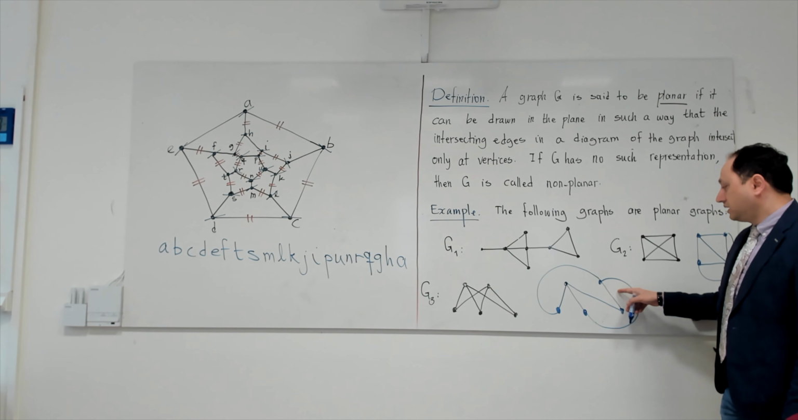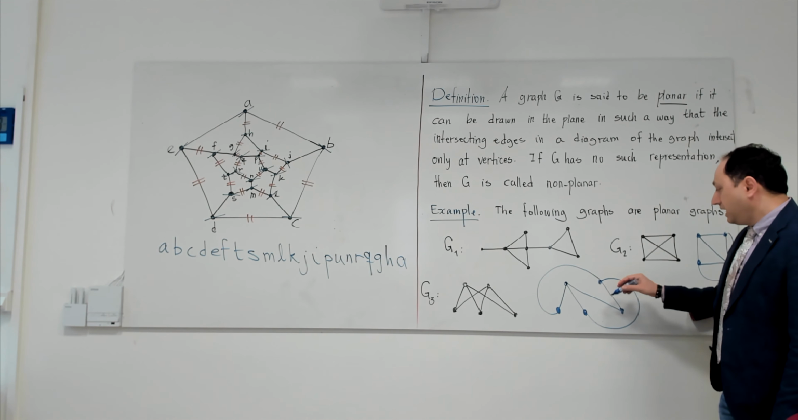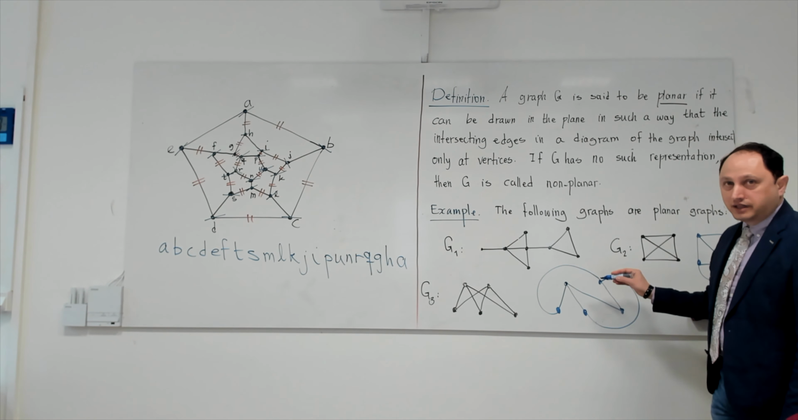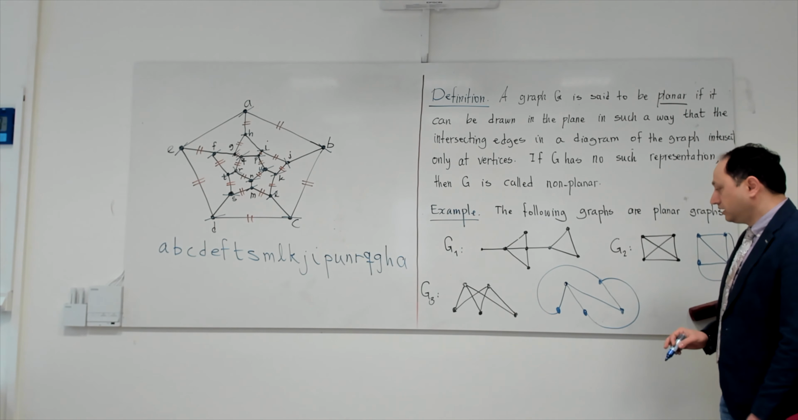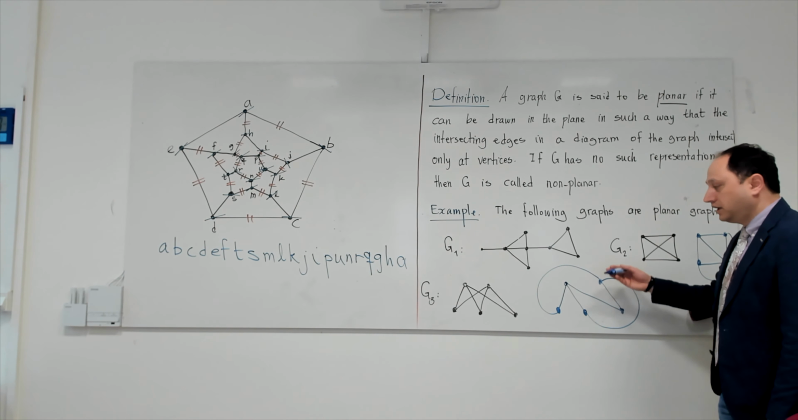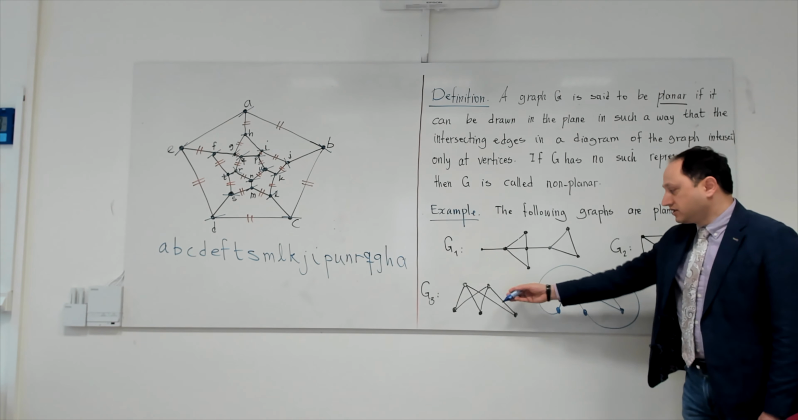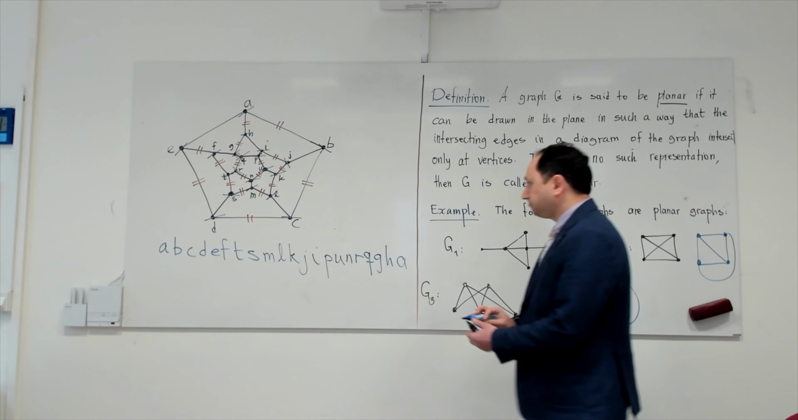Okay? So this graph is isomorphic to that graph, but you see that here, if an intersection happens, that intersection point is a vertex, nothing more. So this is also planar. Okay? So this is a planar representation of this graph. So we had a planar representation.